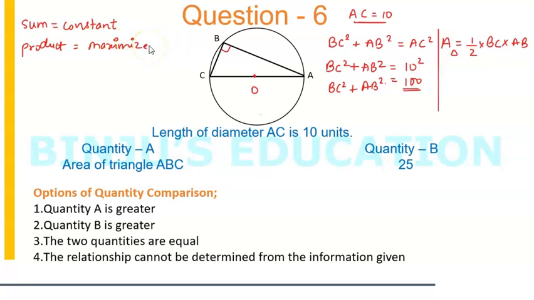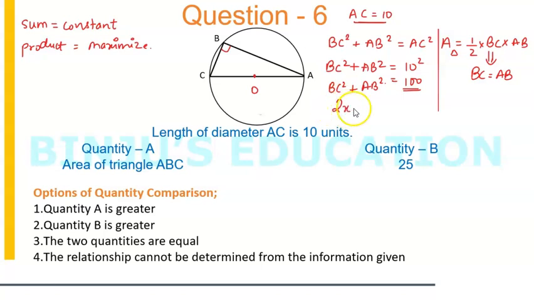This is our goal. Now remember that whenever the sum is constant and you have been asked to maximize the product, the simple thing is you have to make the numbers equal, or make the variables equal. So in this case, if I want to maximize BC into AB, my simple goal here would be BC is equal to AB. Let's consider both of them to be x just for the sake of calculation.